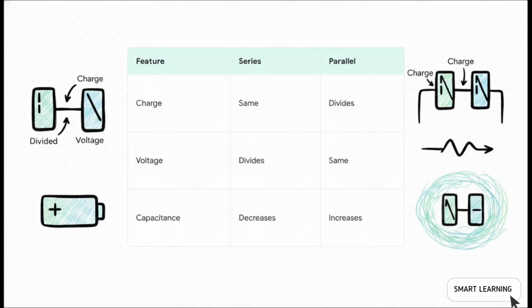Honestly, this right here is basically your ultimate cheat sheet for the exams. Just remember the contrast. Series keeps charge the same, divides voltage, lowers capacitance, and is used to boost the voltage rating of a circuit. Parallel divides charge, keeps voltage the same, increases capacitance, and is what you use when you just need more total energy storage.